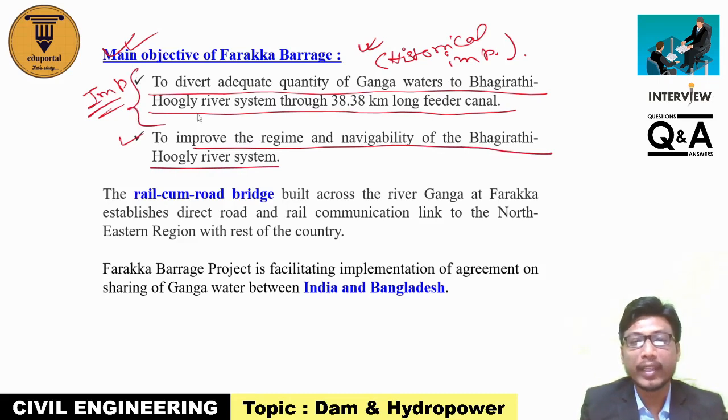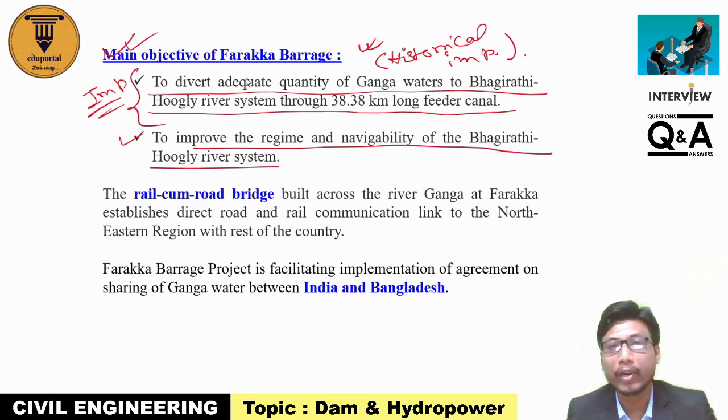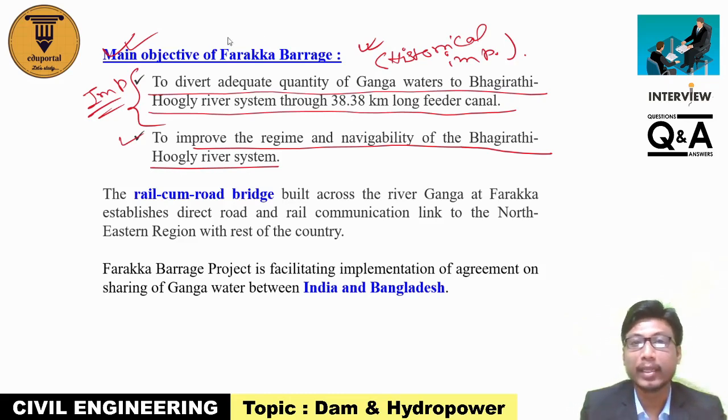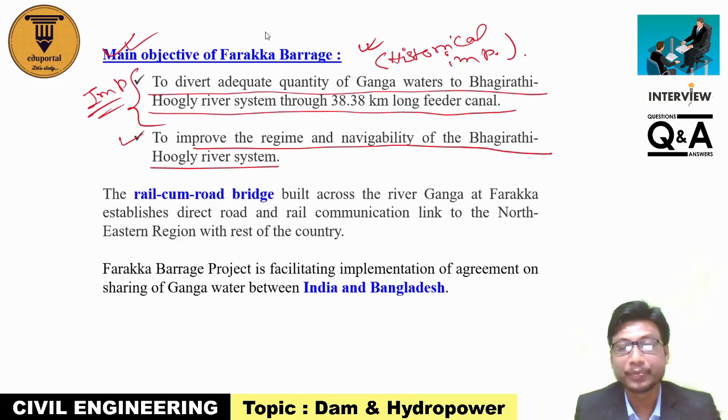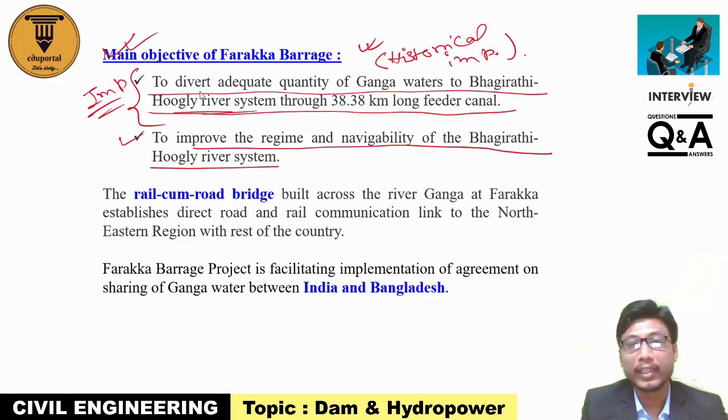This is very important, to divert the adequate quantity of water, because before construction of the barrage the water was flowing to Bangladesh, and the name of the river is Padma when the Ganges goes to Bangladesh. That's why there was less water in the Hooghly river system. So that's why Farakka barrage was constructed, to divert an adequate quantity of Ganges water to the Bhagirathi Hooghly river system through a feeder canal.